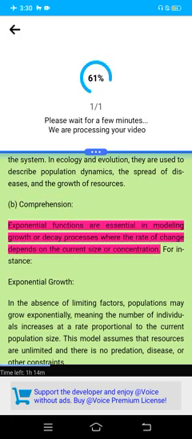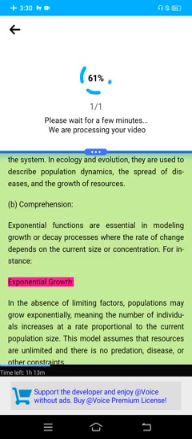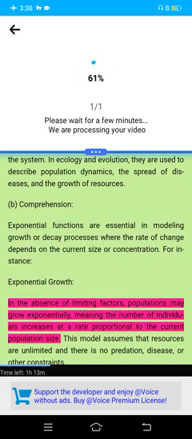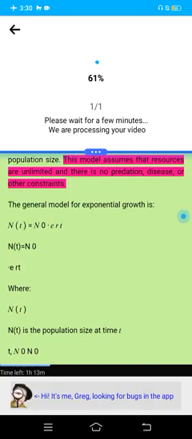B. Comprehension. Exponential functions are essential in modeling growth or decay processes where the rate of change depends on the current size or concentration. For instance, exponential growth. In the absence of limiting factors, populations may grow exponentially, meaning the number of individuals increases at a rate proportional to the current population size. This model assumes that resources are unlimited and there is no predation, disease, or other constraints.